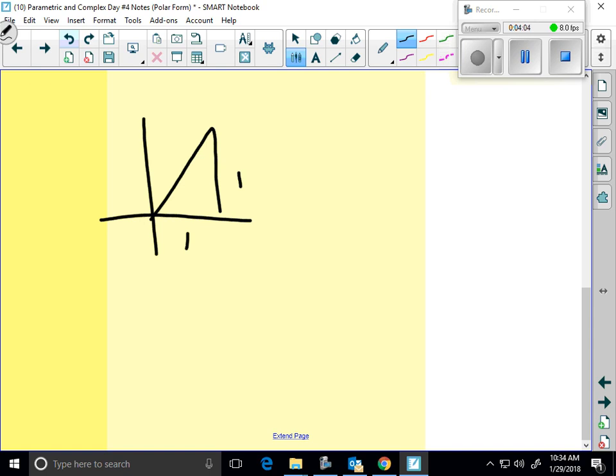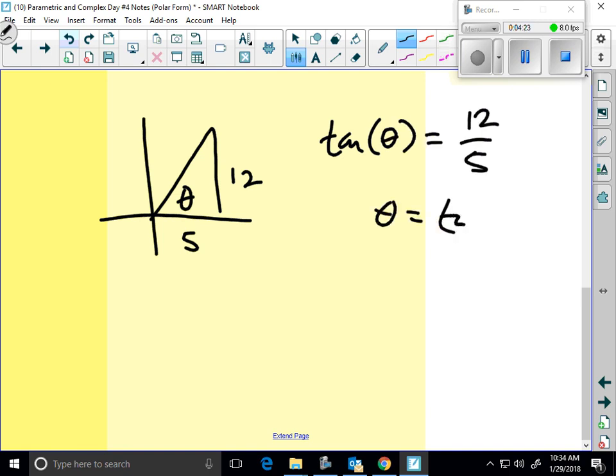What if I had 5 and 12? Well, I don't know what that is, right? But it's an easy solve. If I want to find theta, I just write out my ratio in this form, and therefore theta would be the inverse tangent of 12 over 5. Calculator does the work. Make sure you're in radian mode. Done. Right? Okay. That's no different if it's in the complex plane. This point would be the point 5, 12i. Right? 5 plus 12i. No difference there.